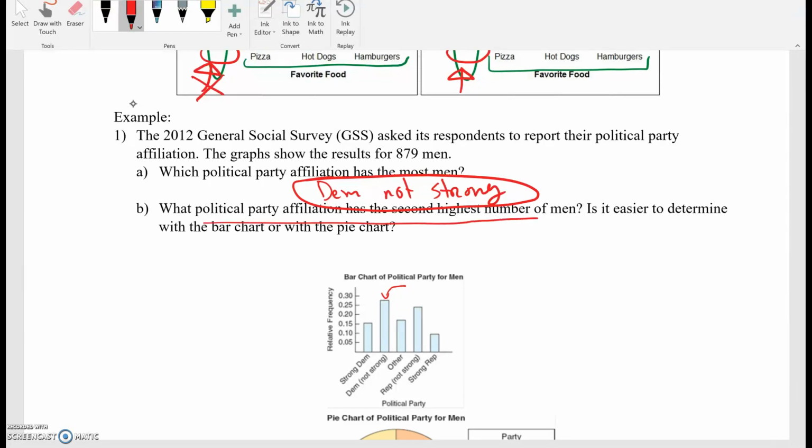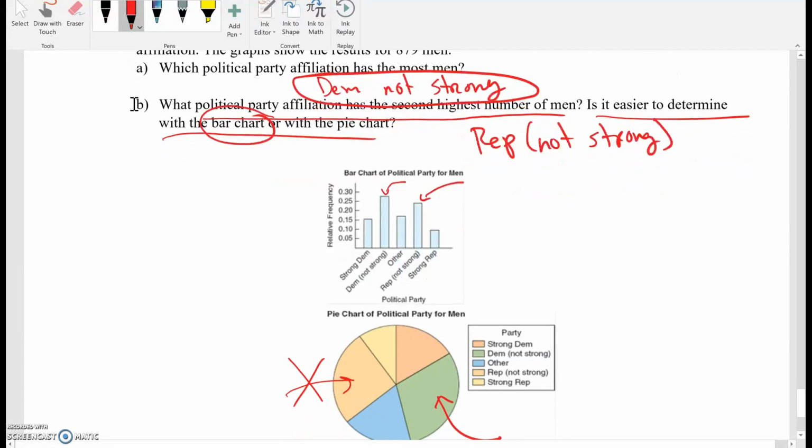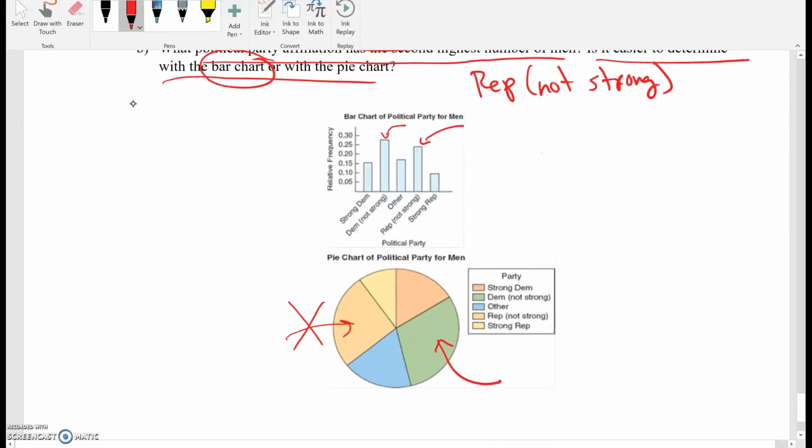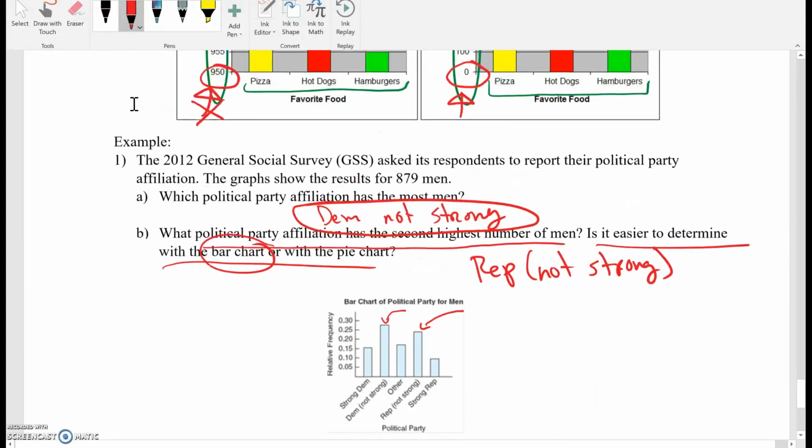Which political party affiliation had the second highest number of men, and is it easier to determine with the bar chart or the pie chart? Well, we just answered the second part, which is that the bar chart is much easier. Which political party affiliation has the second highest number of men? Well, you can see in the bar chart, Republican, not strong, is the second one. But even then, in the pie chart, you can't quite see if it's really Republican, not strong, or maybe it should be something else with the green one. So this is just a couple little things that you can go ahead and think about.